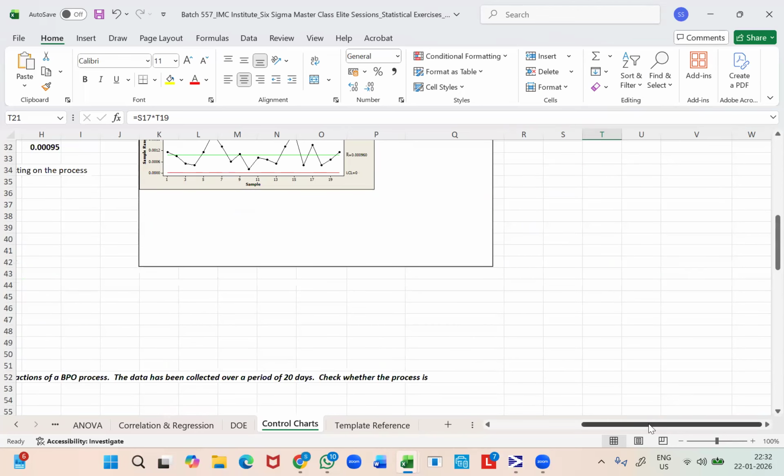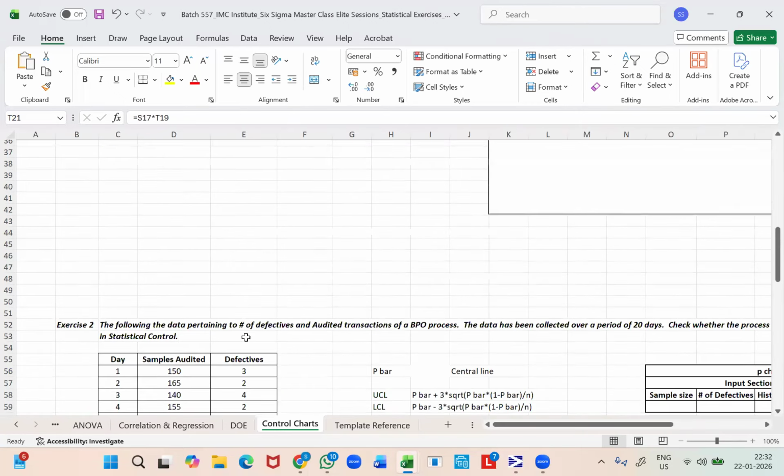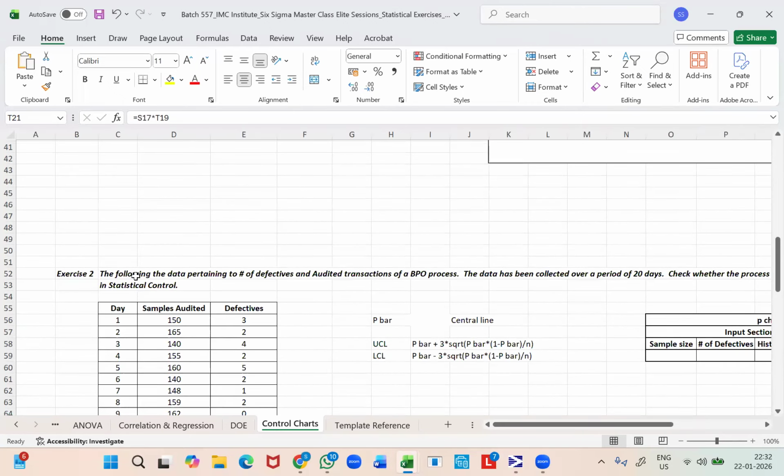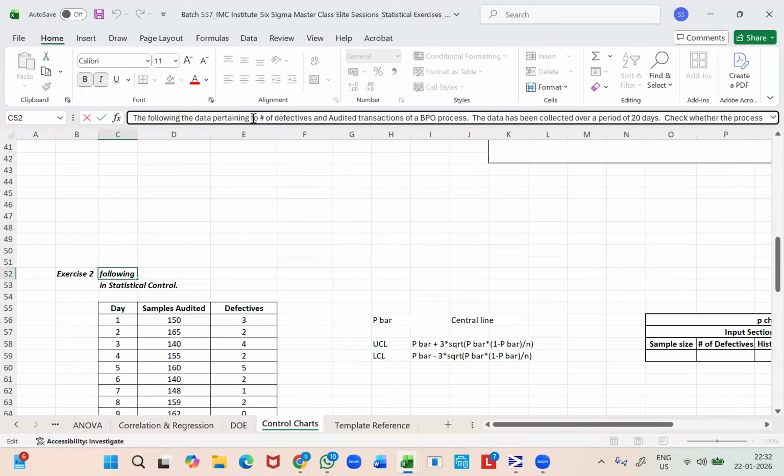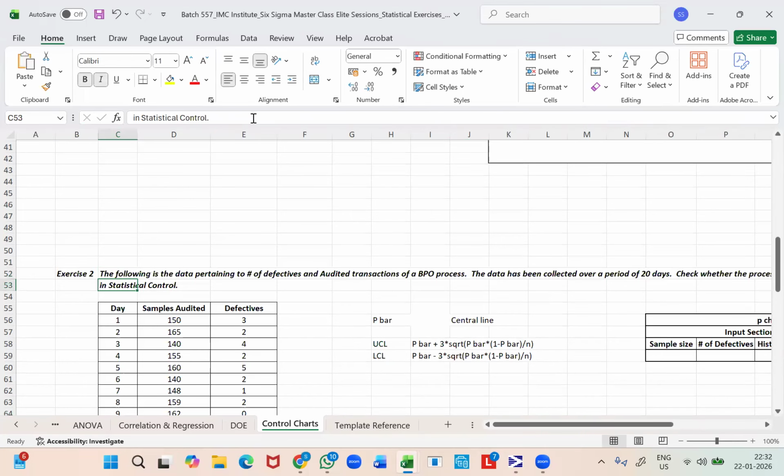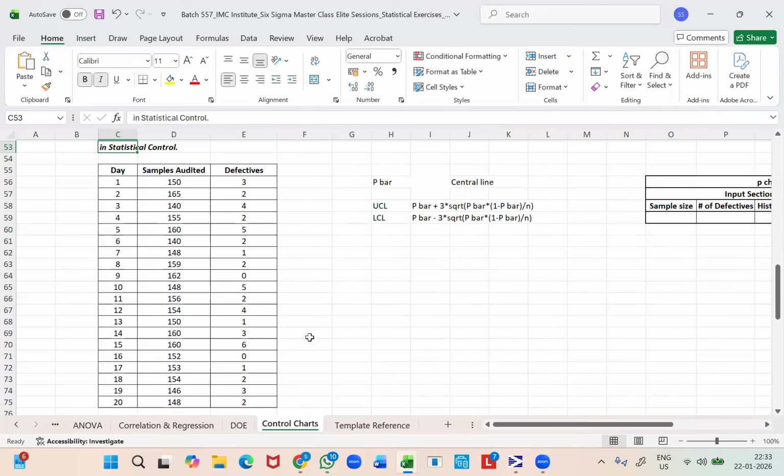Now moving on to the second exercise under control charts. It says that the following is the data pertaining to the number of defectives and the audited transactions of a BPO process. We have been provided with the number of defectives for 20 days along with the samples audited. So we need to plot the defectives data, and the samples are varying on a day-to-day basis.